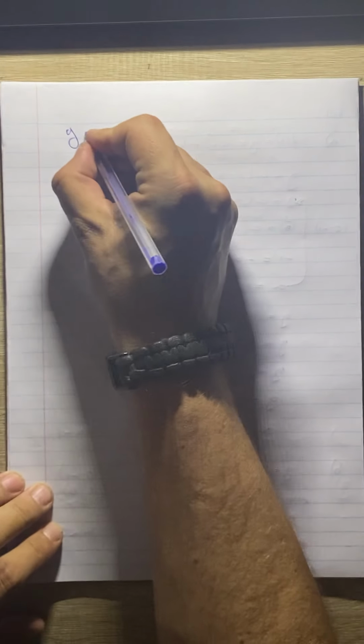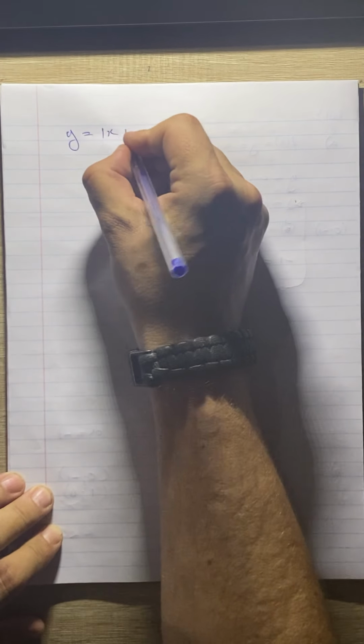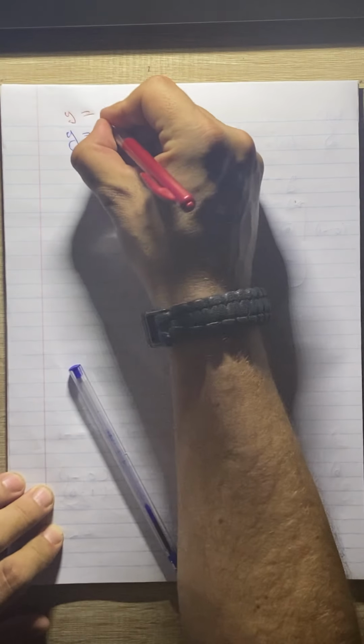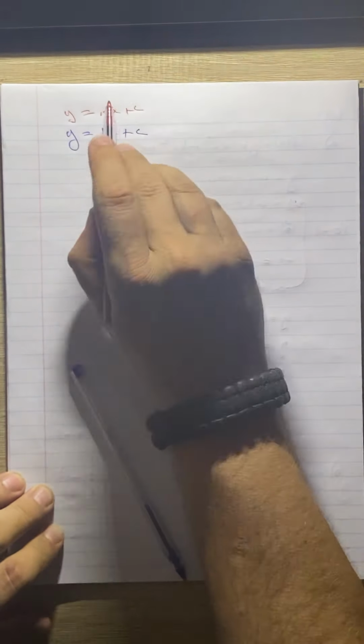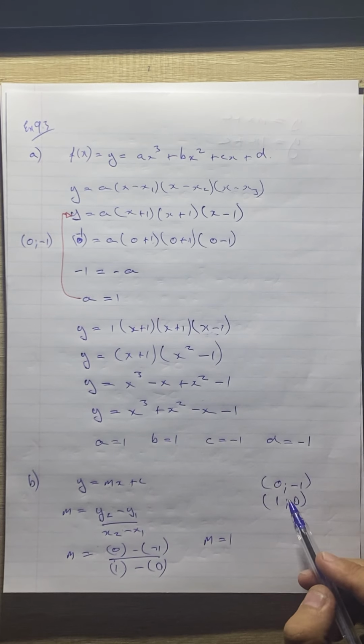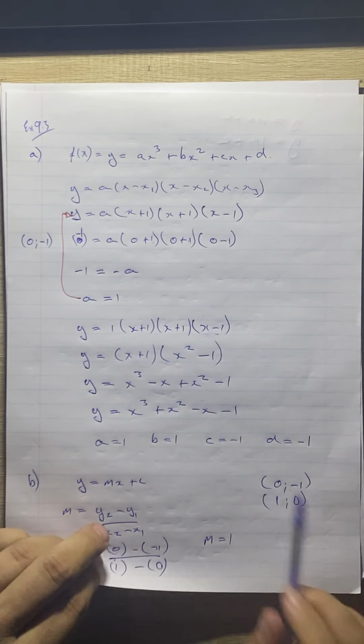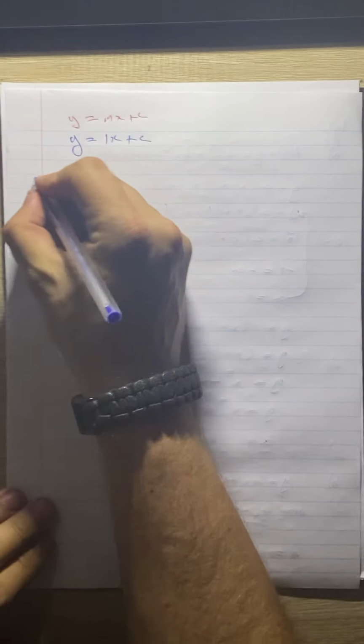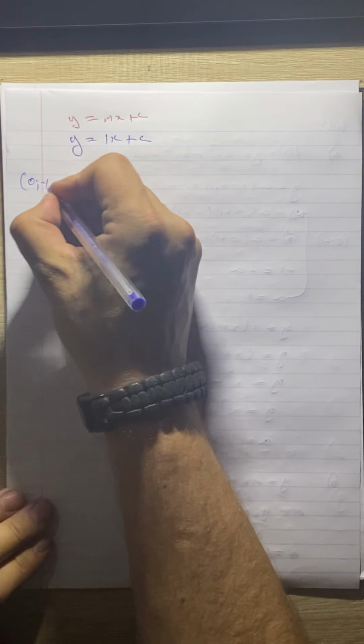So now that we know m is equal to 1, I can do this. y is equal to 1x plus c. Remember, we're using this formula y is equal to mx plus c, and we've just worked out what the m is. Now I'm going to substitute either one of these points in. I'm going to substitute the top one in, the point (0, minus 1).